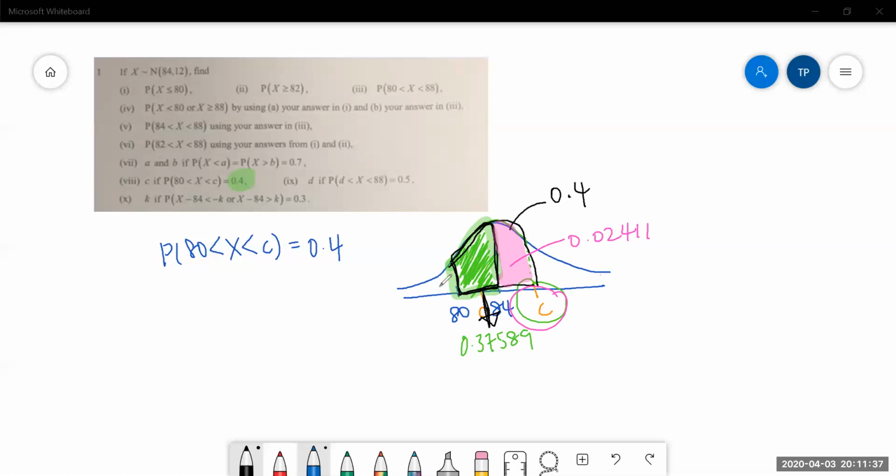The thing about inverse norm is that it cannot allow us to have two boundaries on the left and on the right. We cannot find that. What we want is like x greater than a or x lesser than a. Then we can use inverse norm. So our objective is to get to this state.